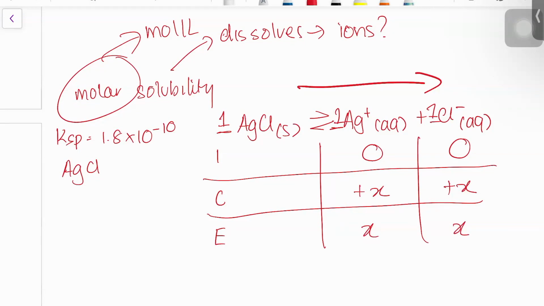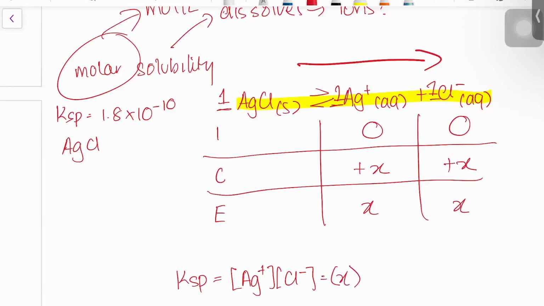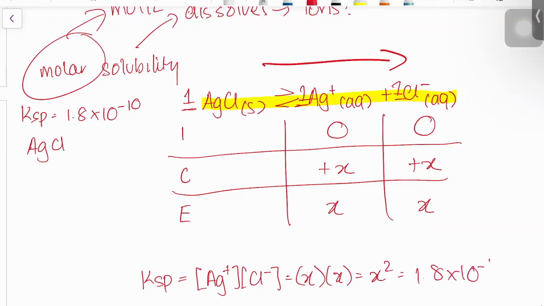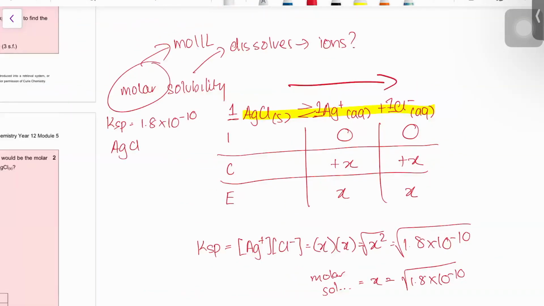My only job now that I have expressions for equilibrium is to write it into my equilibrium expression, okay? And then I pop my values in. This gives me x and x, which is x squared. And then this is going to be 1.8 times 10 to the minus 10. When you're getting asked about molar solubility, you are solving for x, which means I don't want to write out the whole thing. This is going to be x, and I just square root it. And whatever you pop in your calculator for that, guys, is going to be your molar solubility.